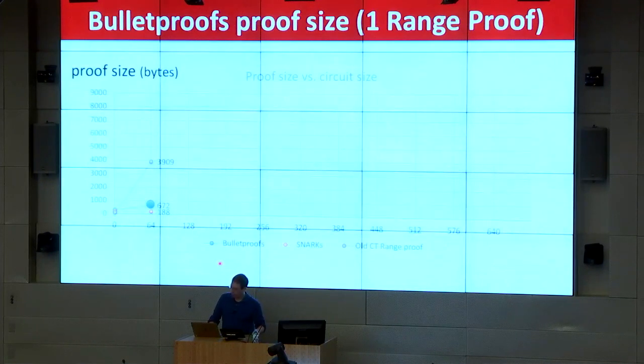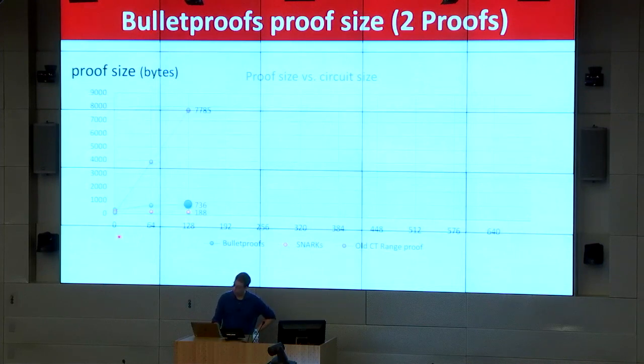Let's see how this works in practice. Here's the graph. Up here, you have the original range proofs, which are, like I said, 4 kilobytes. The new bulletproofs are just 672 bytes. That's all they are, just a few bytes. So in practice, this is quite short. Of course, SNARKs are 188 bytes. They're much, much shorter, but of course, they require a trusted setup. So SNARKs are the shortest, but not usable for this particular problem.